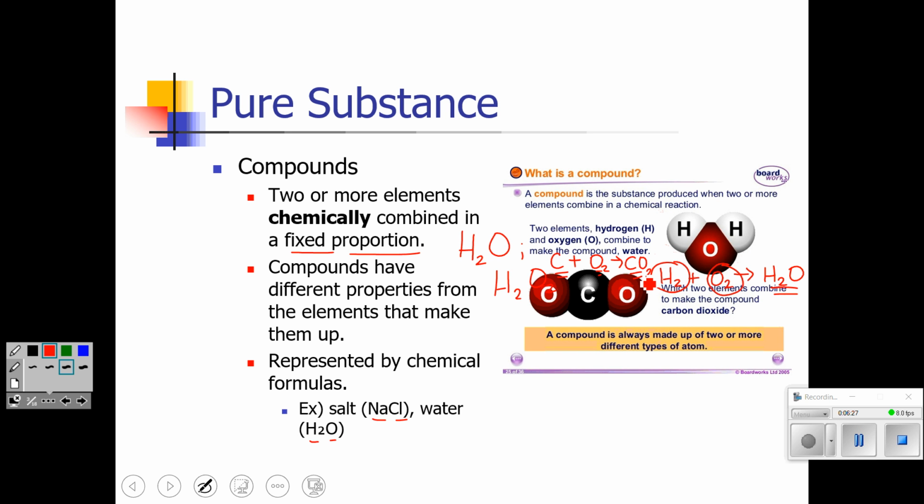That's the bubbles that come out of drinks. That's the exhaust that comes out of cars. That's the air that we breathe out. So very different. So these are chemical reactions that have happened. So a chemical reaction has to happen in order for a compound to be made. So here, a compound is always made up of 2 or more different types of atoms.